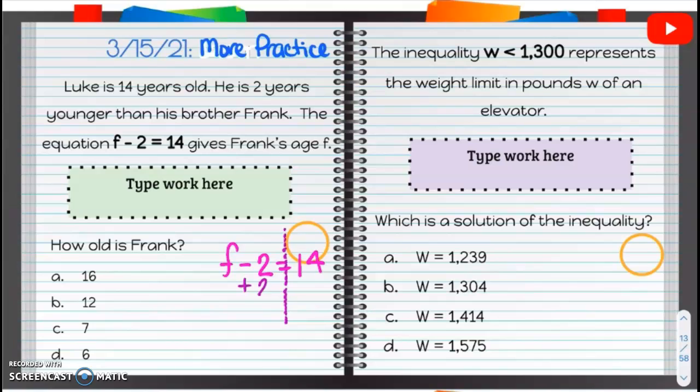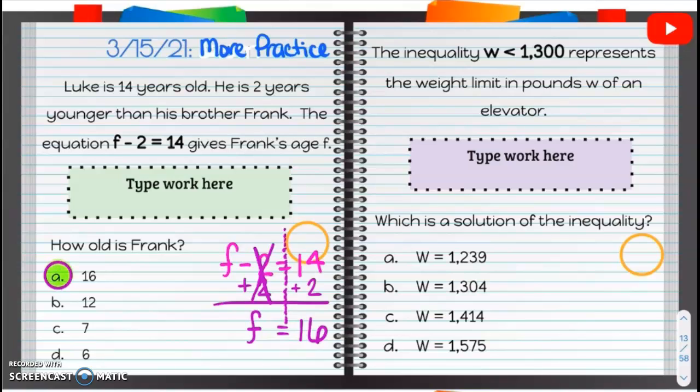So if you add 2 to this side, you have to add 2 to the other side. Negative 2 and a positive 2 equal 0. They cancel out. So we're left with f on that side. We're going to keep our equal sign. Then what's 14 plus 2? 16. So Frank's age is going to be 16 years old. So there it is, letter A.